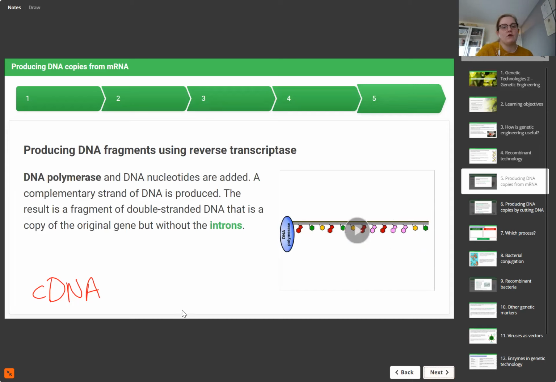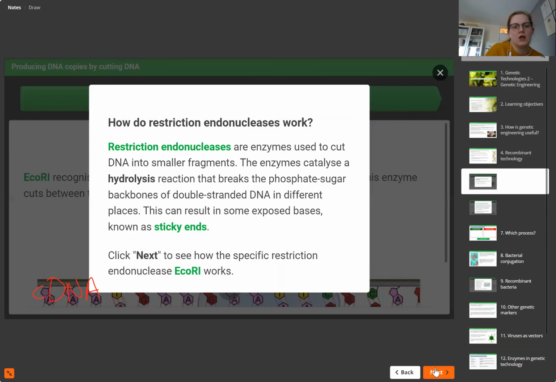And then finally, oh, sorry, I forgot this little bit. DNA polymerase and DNA nucleotides are added. A complementary strand of DNA is produced. We've already done this. The result is a fragment of double-stranded DNA. That is a copy of the original, but without the introns. But we don't need to worry about that bit, the AQA.